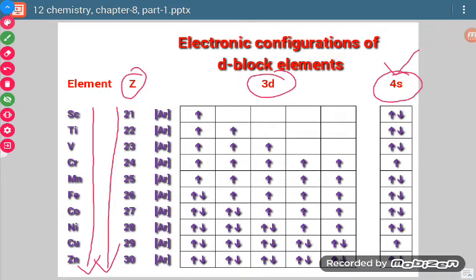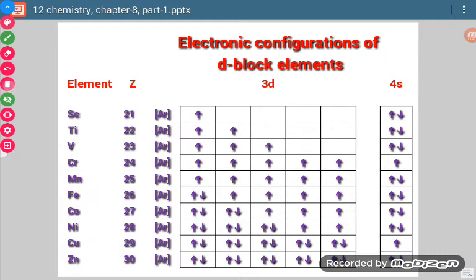So for scandium there is one electron in 3D and two electrons in 4s. So 4s will be filled first and then 3D is to be filled. It is according to the Aufbau principle. So 4s is to be filled first and then whatever electrons are left out, they will be filled in 3D.